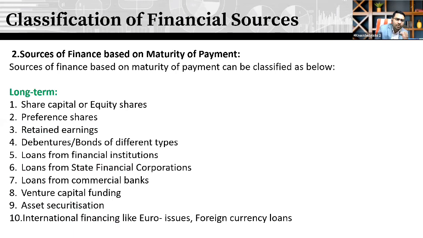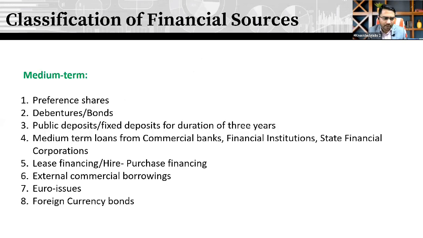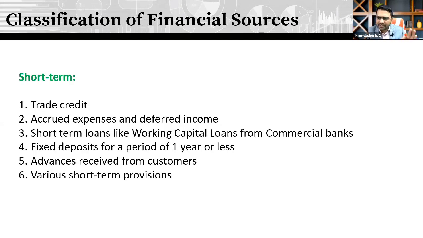Clear? So, sources of finance based on maturity of payment: long term, medium term, short term. Long-term sources are share capital, equity shares, preference shares, retained earnings, debentures, bonds, loans from state financial corporations, loans from banks, venture capital, asset securitization, and international financing like euro issues, foreign currency loans, and external commercial borrowing. Medium term: again preference shares, debentures, bonds, public deposits, foreign currency bonds, euro issues, etc. Short term: trade credit is an example of a short-term source.